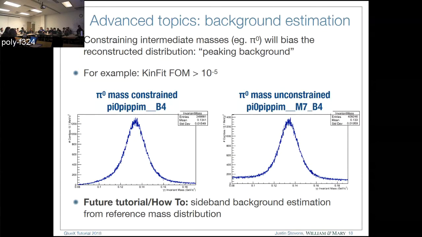And so what you're missing by having the intermediate mass of the pi 0 constrained is an ability to assess the background. So essentially by making a hard cut here, even your background events will appear in your peak. So this is probably a subject for a future tutorial or how-to.